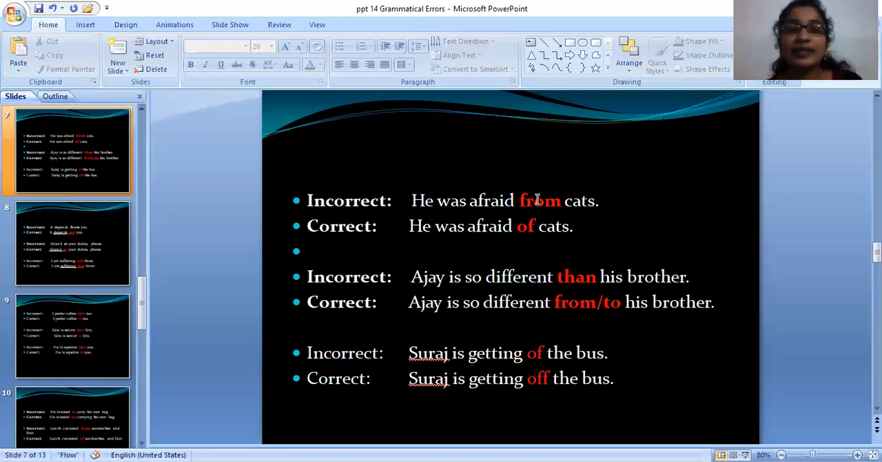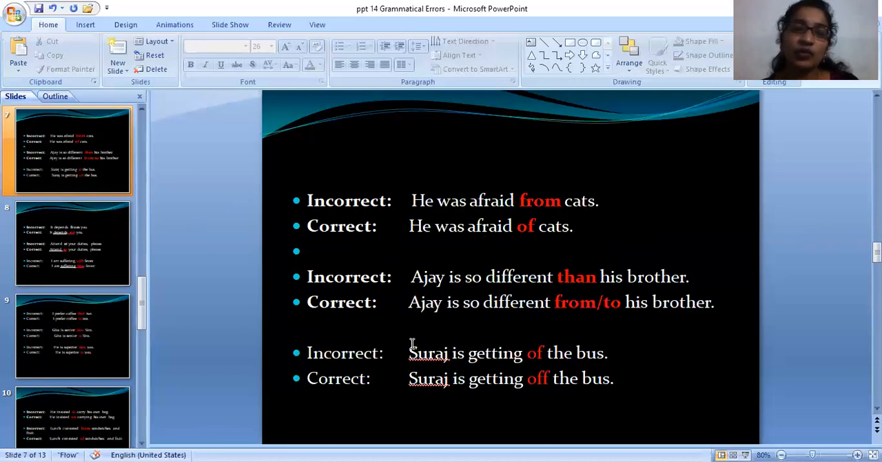Yes, let's look at these sentences. I'm going to read the first set of sentences. He was afraid from cats. But this is wrong, right? So what's the correct preposition to be used? We cannot use from here. Of, with, of. So he was afraid of cats is the correct sentence. We cannot use from, but we have to use of. Whenever we use afraid, we have to use the preposition of.